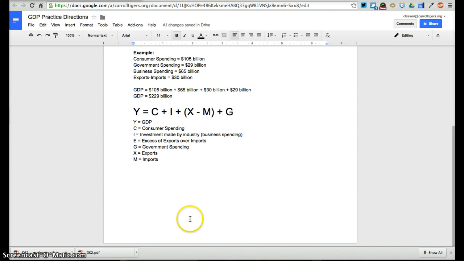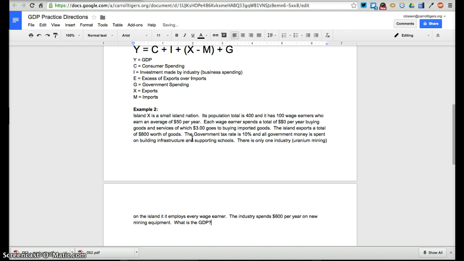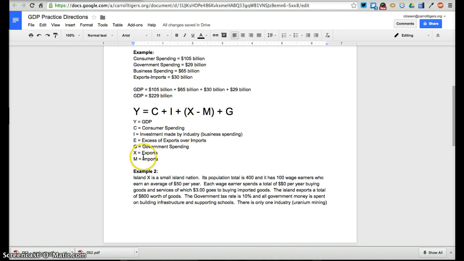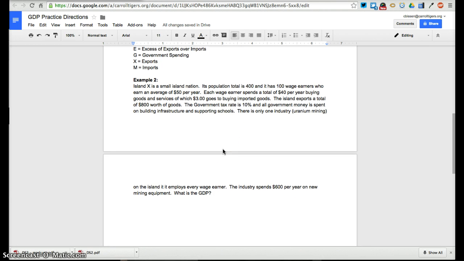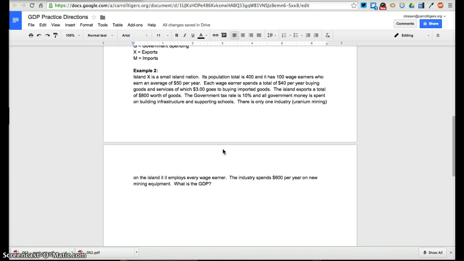The next thing I'm going to do is give you another example of how a problem might be set up. Okay, so here was kind of how the first one was. It just kind of gave you consumer spending, government spending, business spending, exports minus imports. Okay. Example 2 says Island X is a small island nation. Its population total is 400 and it has 100 wage earners who earn an average of $50 per year. Each wage earner spends a total of $40 per year buying goods and services, of which $3 goes to buying imported goods. The island exports a total of $800 worth of goods.